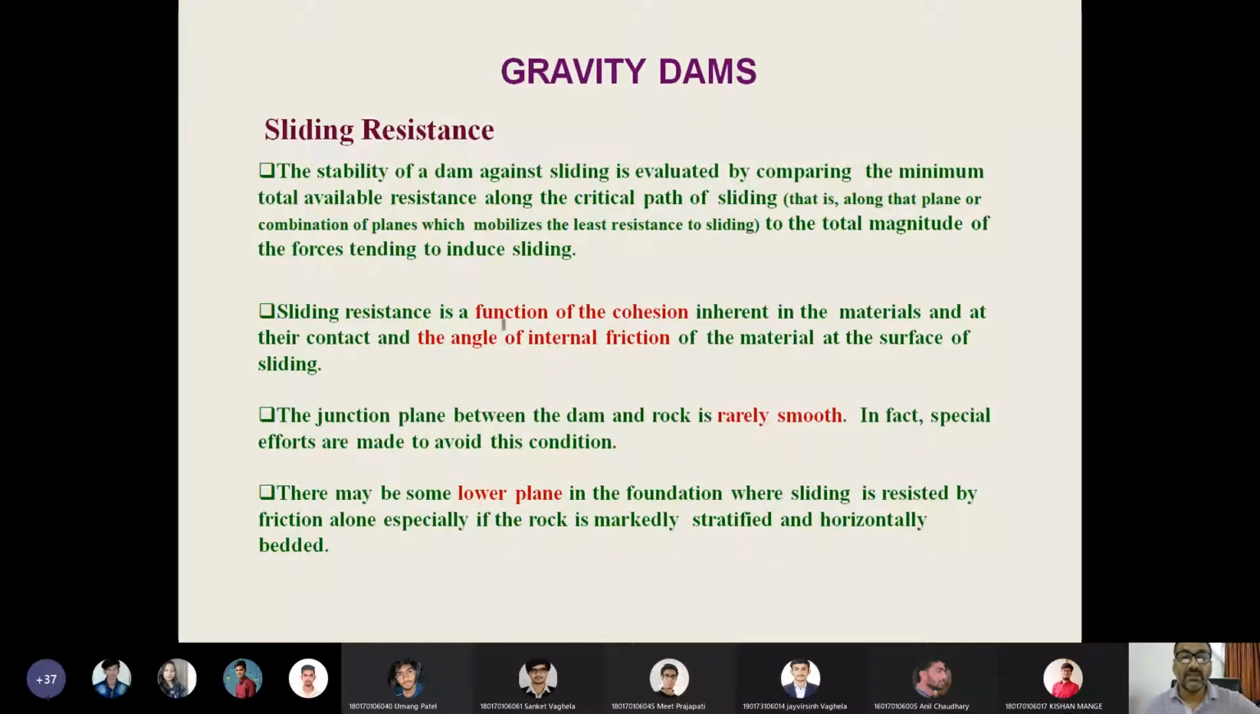The sliding resistance is a function of the cohesion inherent in the materials, the concrete, at their contact, and the angle of internal friction of the material at the surface of sliding. So these two are important.